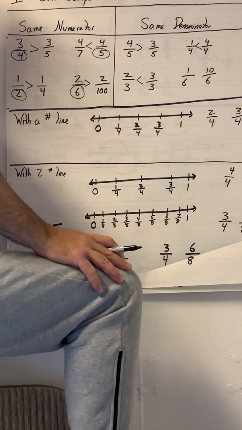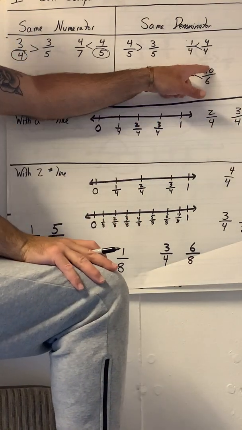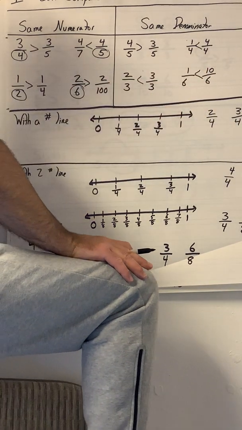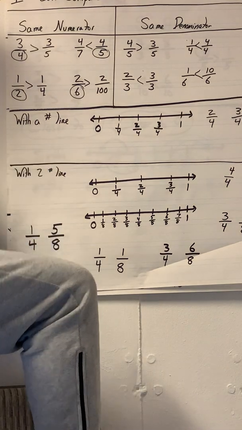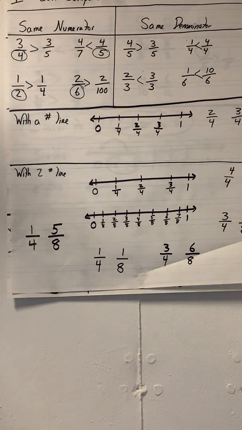1/6 or 10/6? Well, definitely 10/6, because 10/6 is actually more than 1, because 10 is bigger than 6, so it's like 1 and 4/6. But I'll teach you that later. Then we go to a number line, all right?